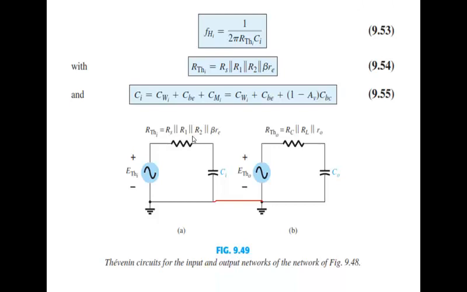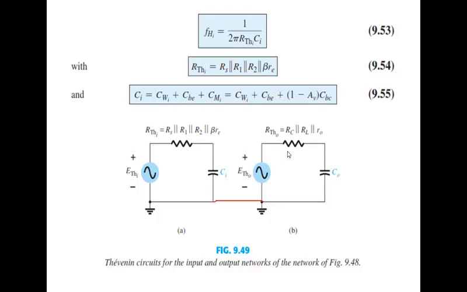So when you put this point at ground 0, these two resistors become parallel, and the total Thevenin resistance would be equal to Rs in parallel with R Thevenin I, where R Thevenin I is the parallel combination of R1 and R2 and beta Ra. So Rs in parallel with R1, R2 and beta Ra.